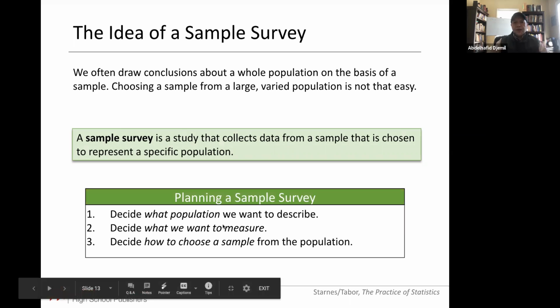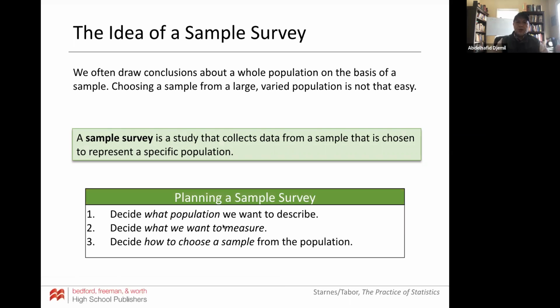When we plan a survey, what do we do? We decide what population we want. And that's why I gave you different choices. When I gave you the projects, I gave you different choices, whether it is about the clothes, the size and the height, the weight, the age, whatever. I give you choices. So you decide what population you want to describe or to study.